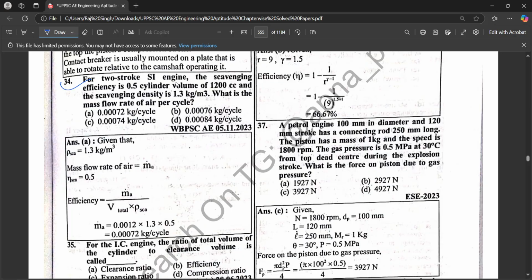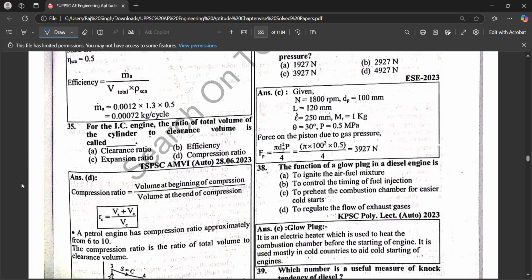For a two-stroke SI engine, the scavenging efficiency is 0.5, the cylinder volume is 1200 cc, and the scavenging density is 1.3 kg per meter cube. What is the mass flow rate of air per cycle? How do we find it? Efficiency times total volume times rho (scavenging) gives 0.0072 kg per cycle, which is correct.